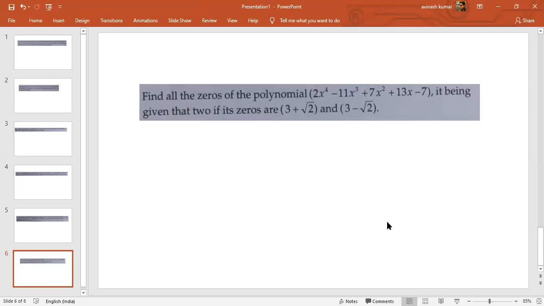Find all the zeros of the polynomial 2x raised to 4 minus 11x cube plus 7x square plus 13x minus 7. It is given that two of its zeros are 3 plus root 2 and 3 minus root 2.